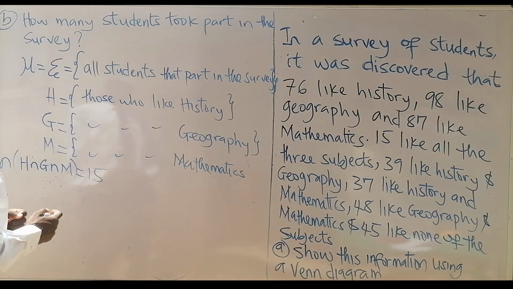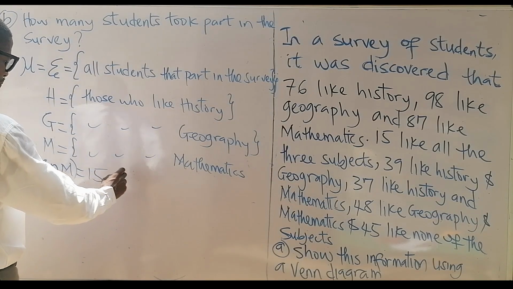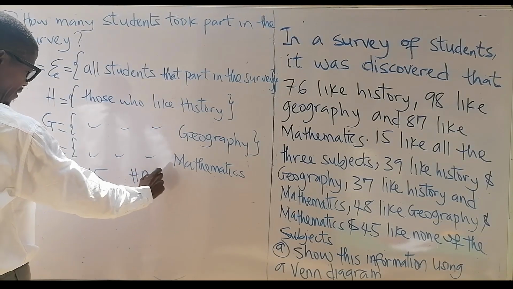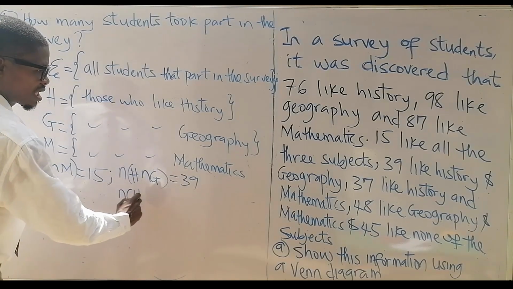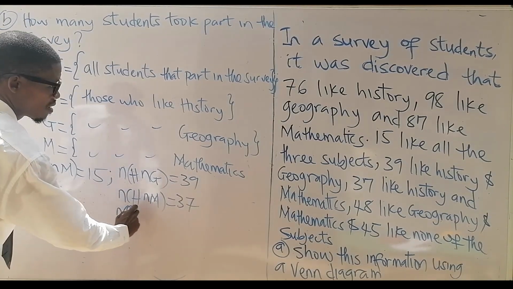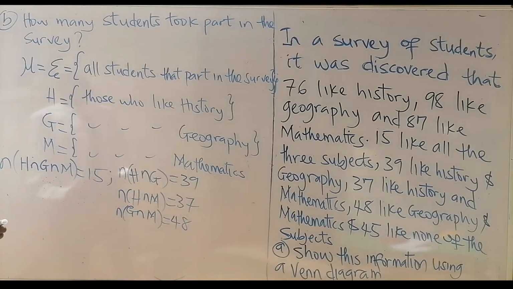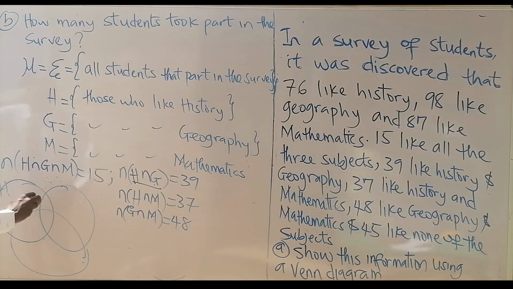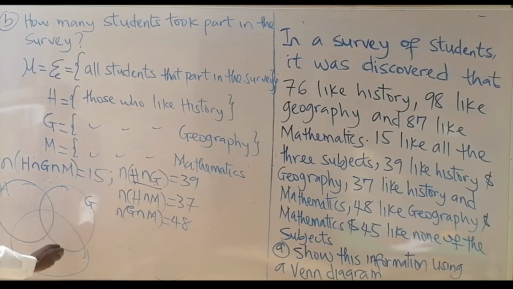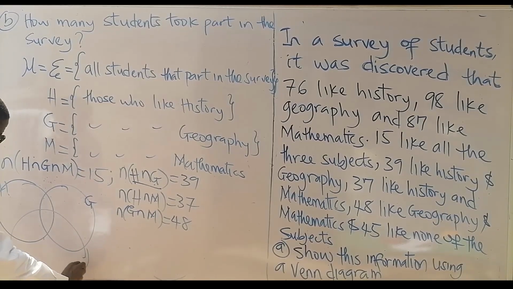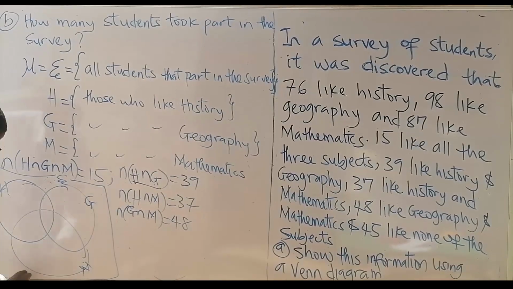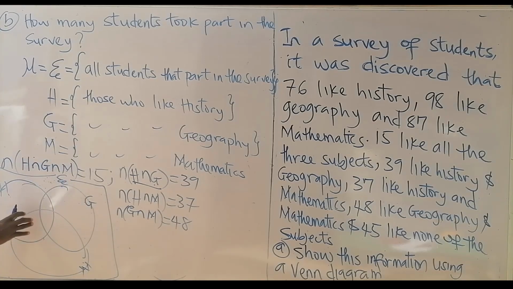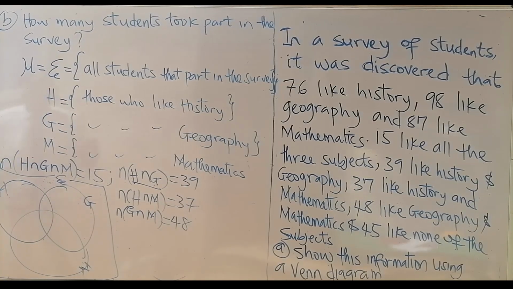Okay. Then we are also given that 39 like history and geography, 37 like history and mathematics, and geography and mathematics, 48. So this is my H, this is my geography, and this last one is my mathematics, all enclosed inside the universal set. So we are given the 3 Venn diagrams, where the overlaps are, where all of them meet together.